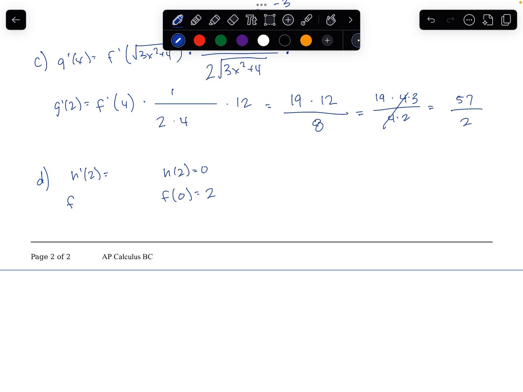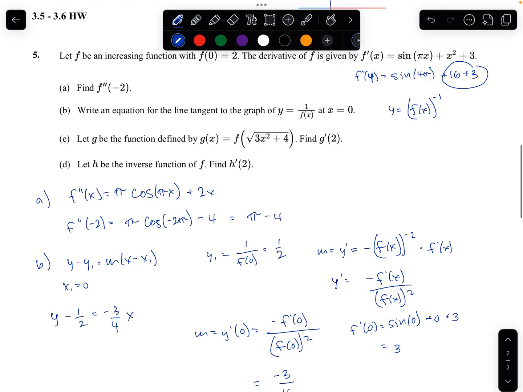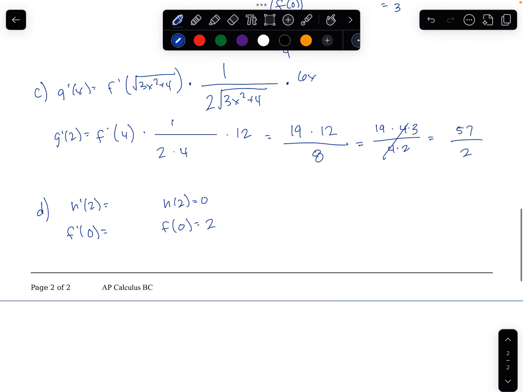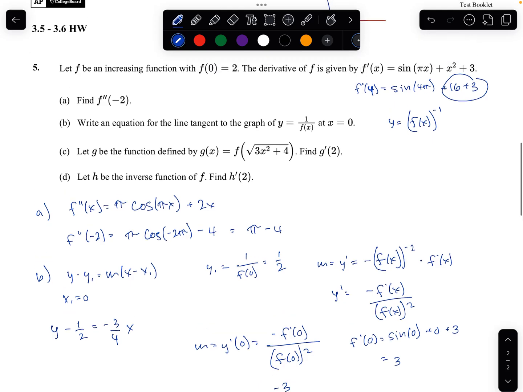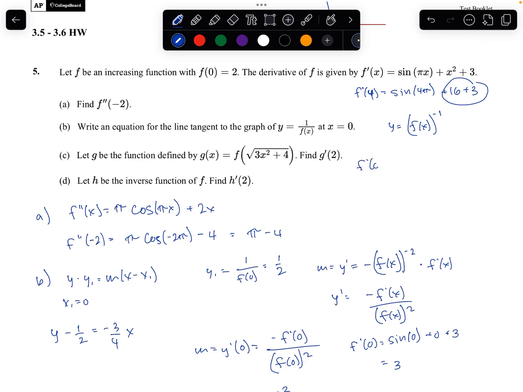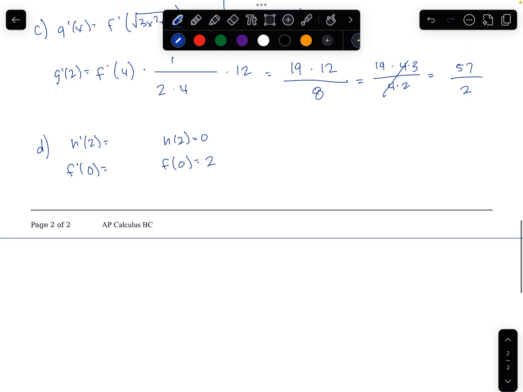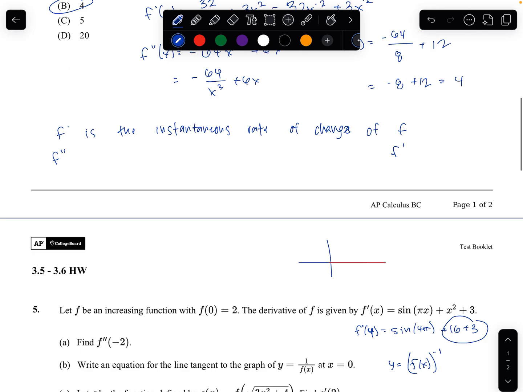Do I know what f prime of 0 is? F prime of 0, didn't we find that earlier? I don't remember. Well, let's do it now. F prime of 0 is going to be equal to sine of 0 plus 0 plus 3. That's going to be equal to 3, which means h prime of 2 is going to be equal to 1/3. Okay, and that should do it for this homework assignment.